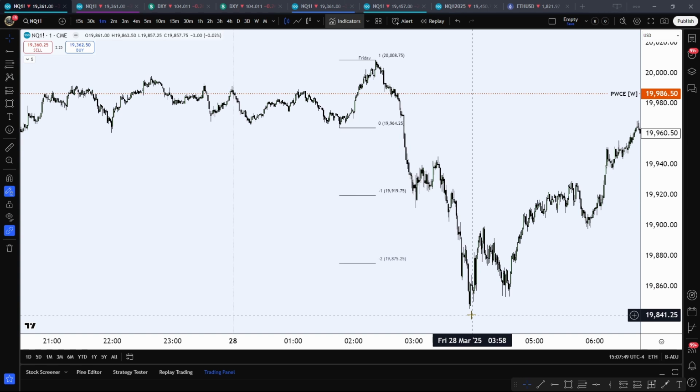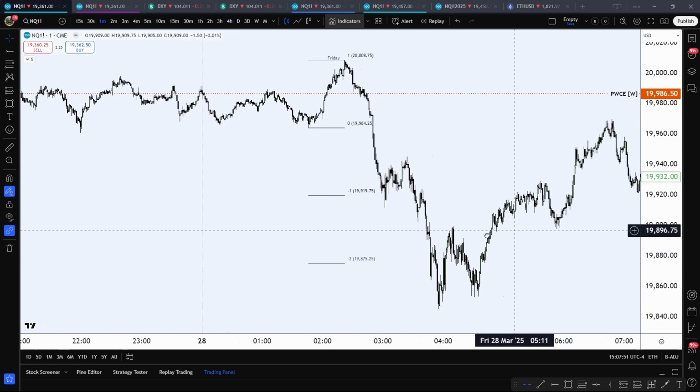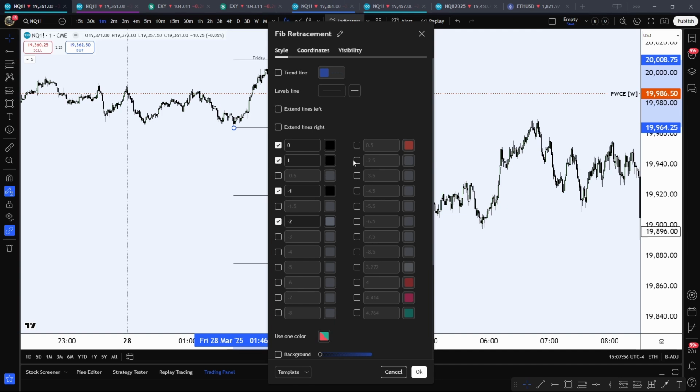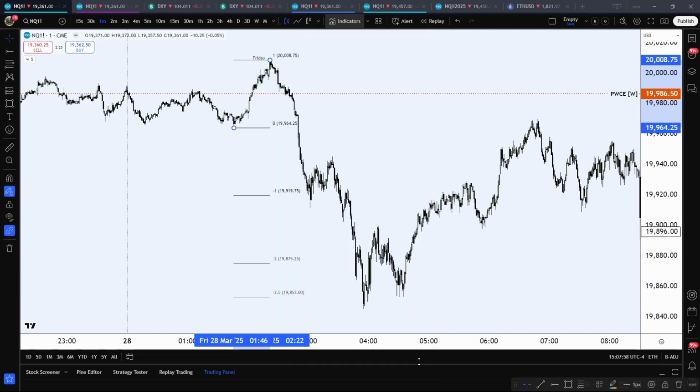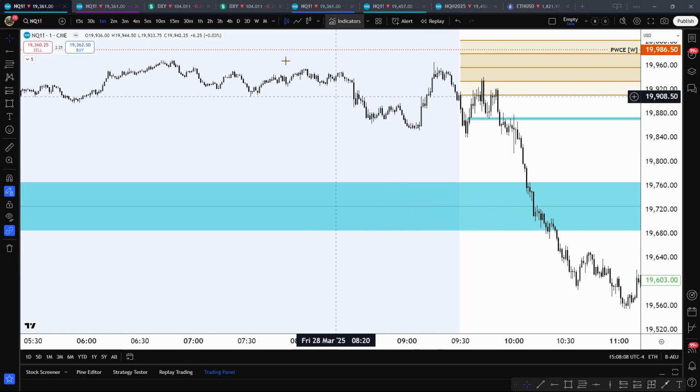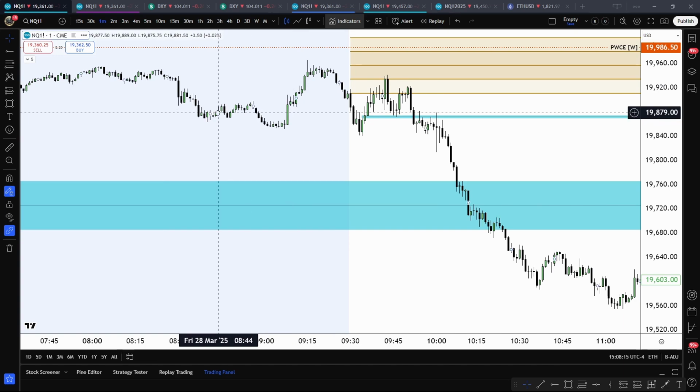And terminus was reached at 4 a.m. That's where price reversed. I think maybe if we take the -2.5, yeah, it gave a beautiful estimation of where price was able to stop. Okay, pre-market, price left these relative equal highs over here.